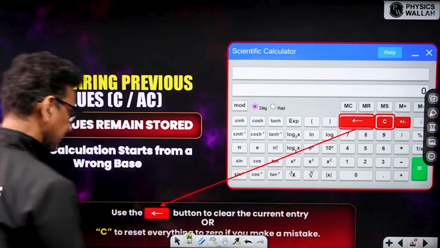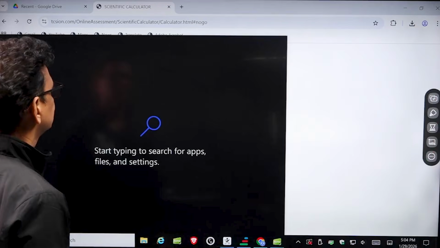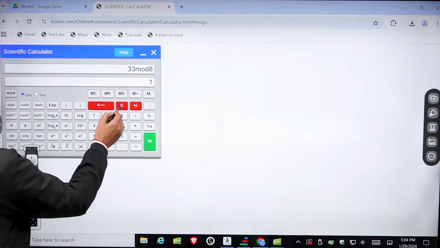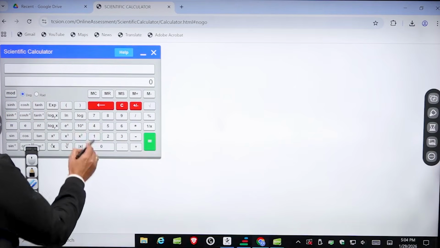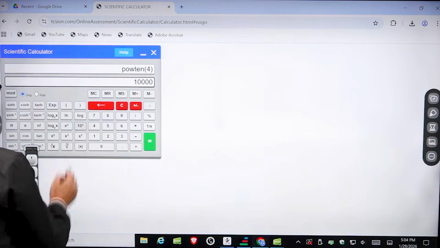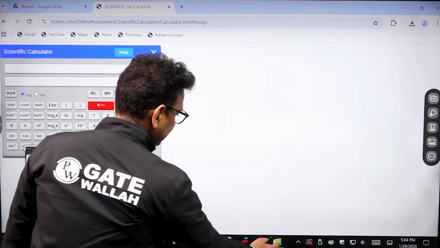So always remember, before starting the new calculation, always press C first, then start the new calculation. Suppose I want to find 10 raised to the power 4. So 4, 10, it is 10,000. Clear? Then again press this C, so that all the previous data will be deleted.